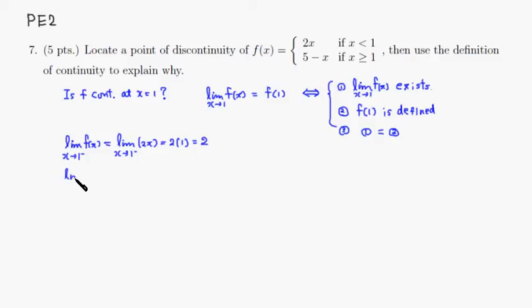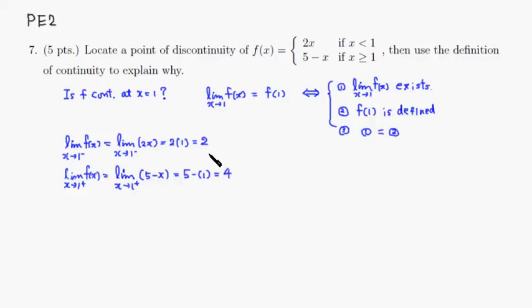Let's look at the right-hand limit at x equals 1. So f of x as x approaches 1 from the right. Since x is approaching from the right, we have to use the formula for when x is bigger than 1, so the bottom formula. The limit as x approaches 1 from the right of 5 minus x is 5 minus, plugging in 1, which gives you 4.